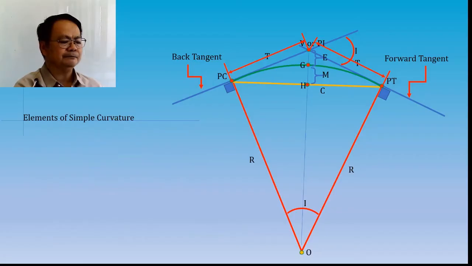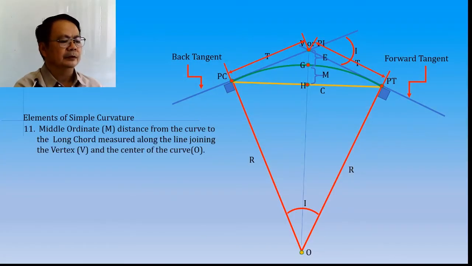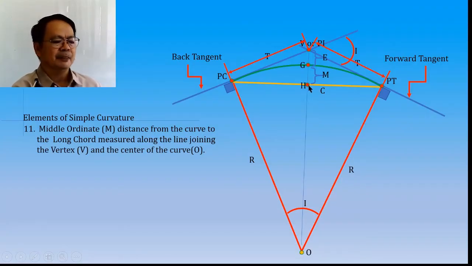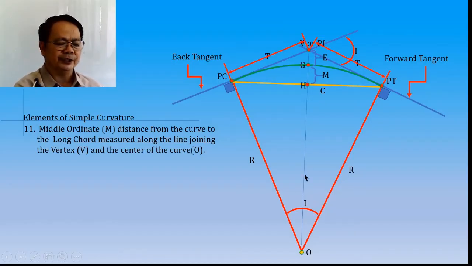Next, we also have the middle ordinate. Middle ordinate is a distance from the curve to the long chord. From this point to the long chord measured along the line joining the vertex and the center of the curvature. Here is the line that joins the vertex and the center of the curvature. We will be measuring the distance from the curve to that long chord. We call that as the middle ordinate or M.